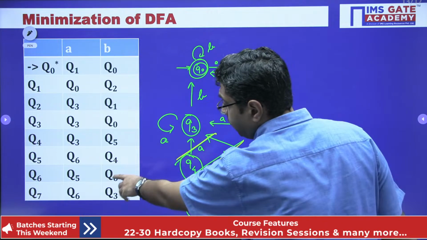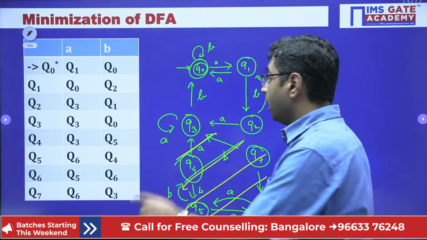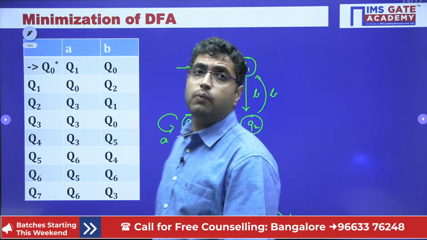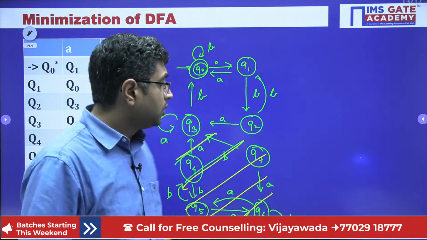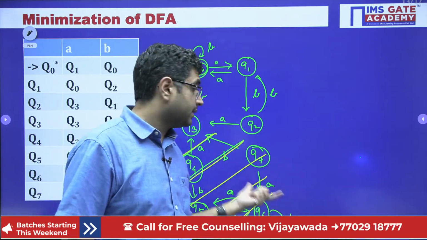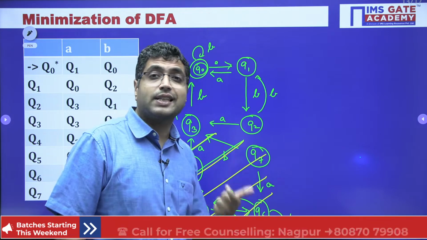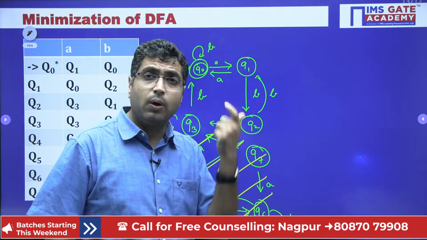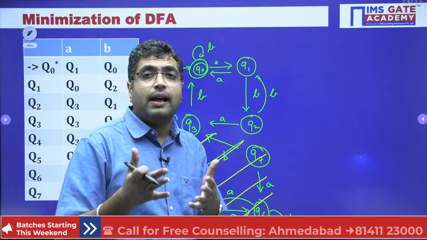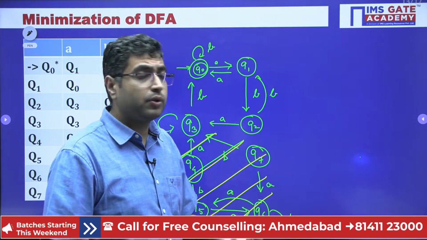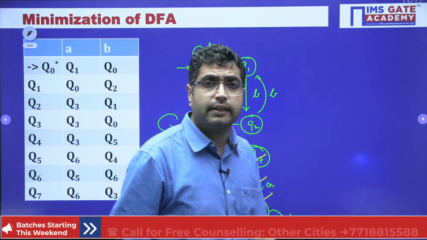Therefore it is important that you do not find unreachable states directly from the transition table, because over here you will only see that Q7 is unreachable. But if you draw the transition diagram, you will realize that this entire set is unreachable. Although they were reachable among themselves, that was no use because they were unreachable from the initial state.